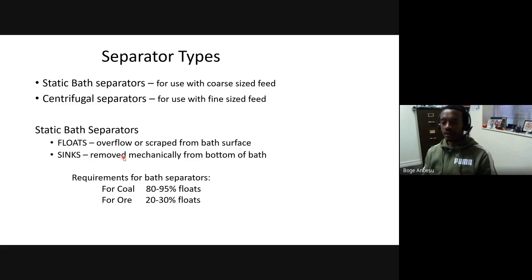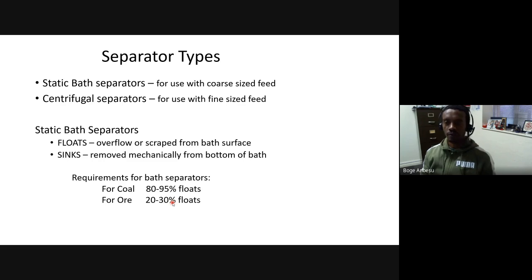And as I say, in cold processing, the float is valuable. In this case, it could account for 80% or more of what is fed into that separator. For ore, the float is the gangue or the waste, and that may also account for up to 20, 30% of what is going into the feed of that separator as well. So again, your separator needs to allow for these proportions.